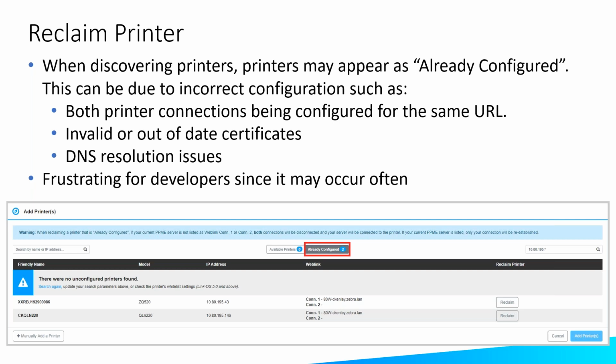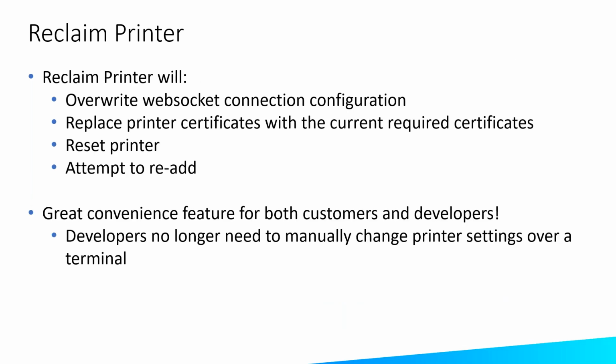Personally, I would have to have a terminal open with a lot of pre-baked settings ready to go to send to my printer every single time I generate new certificates. So what Reclaim Printer will do is a lot of the same things that just adding a printer will do, except it kind of wipes out all the relevant connections. So it will overwrite your WebSocket configuration. It will replace the previous certificates with what we know is the good cert. We will reset the printer and attempt to re-add it.